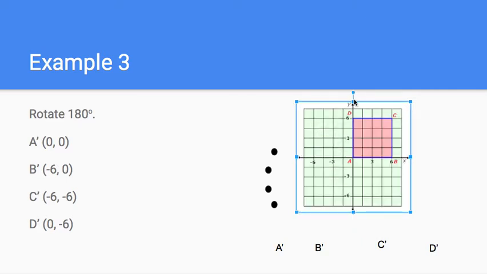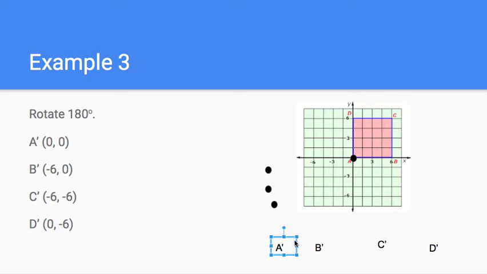So now I flip it back, or I rotate it back, I should say, and I plot my points. So A prime, B prime, C prime, and D prime. That is not where that goes. That's a little better.